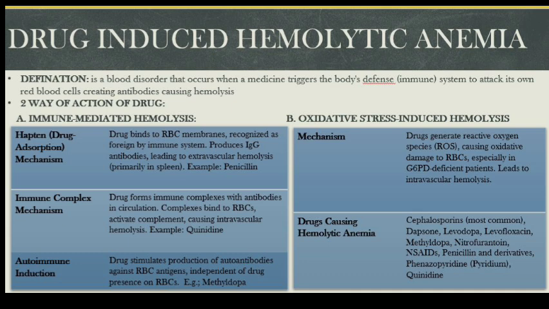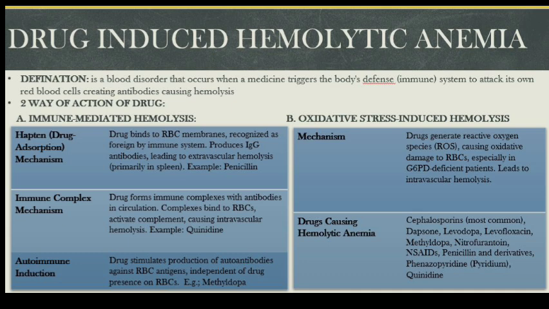The other one is the immune complex mechanism. This is where the drug forms complexes with antibodies in the bloodstream. These complexes attach to the RBCs and activate complement, causing intravascular hemolysis. Autoimmune induction: some drugs stimulate autoantibody production even without binding directly to the RBCs. The immune system attacks the RBC's antigen on its own.